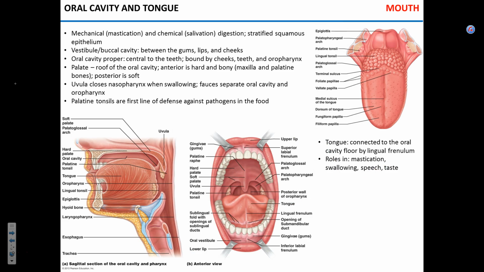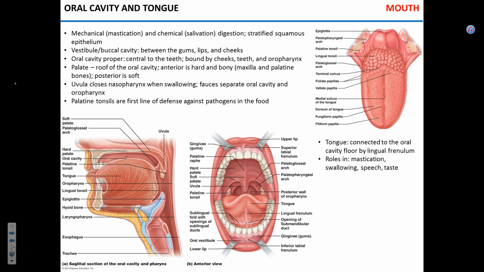So we're going to start with the mouth. Two major activities that the mouth does are chewing, using teeth. What else do we use when we chew? Tongue. Yes, tongue is extremely important. And chemical digestion. What chemically digests food in the mouth? Saliva. Yes.